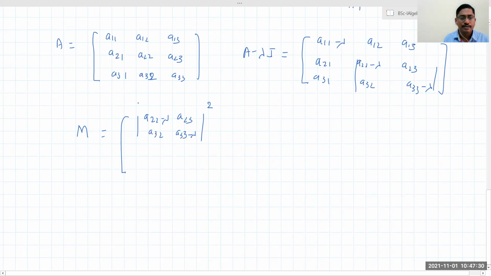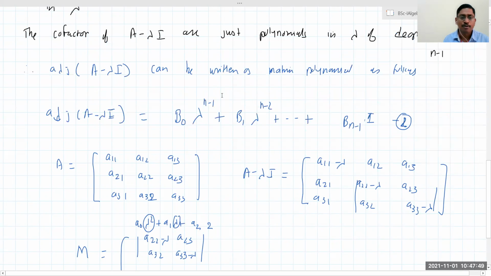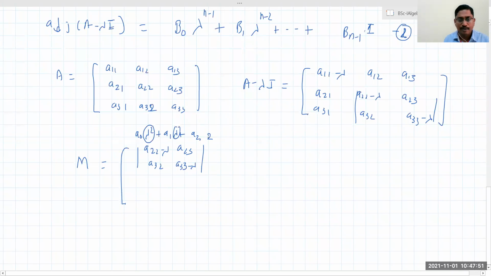So you get equations like this: A0 lambda square plus A1 lambda plus A2. Here also we'll get something. When you take lambda square common, lambda common, the constant matrix remains the same. So here also you'll get some lambda square coefficient.